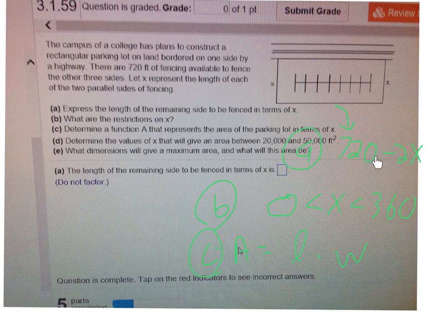Part B, I said, what are the restrictions on x? I guess it has to be somewhere between 0 and 360. It's got to be greater than 0, but you don't have two of these, so 720 divided by 2, it has to be less than 360.